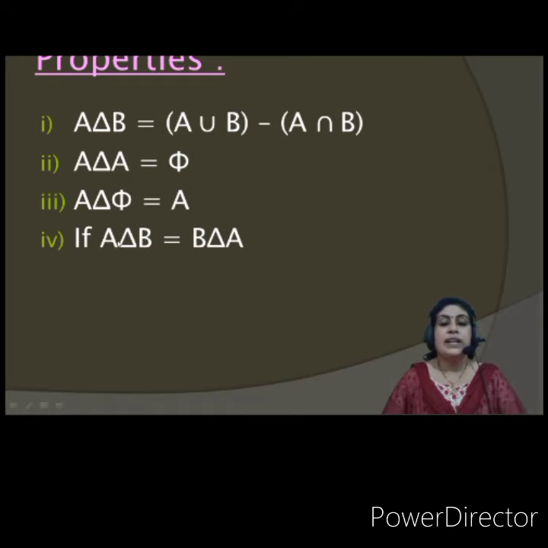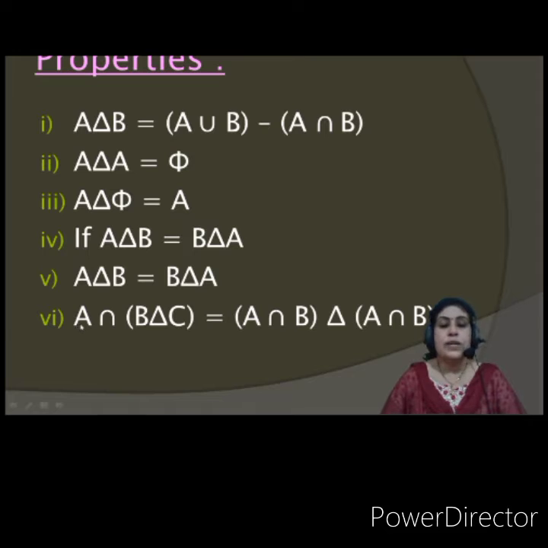The symmetric difference of A and B is equal to the symmetric difference of B and A, this is true. Okay, this is always true. Then the symmetric difference of A and B is always equal to the symmetric difference of B and A. This is true. Okay. Then next one is A intersection with the symmetric difference of sets B and C is equal to A intersection B symmetric difference with A intersection C.